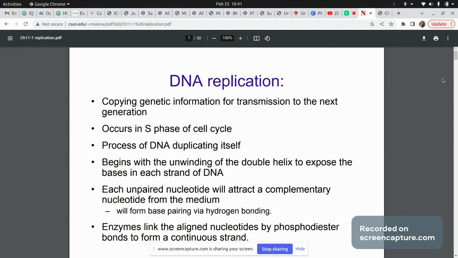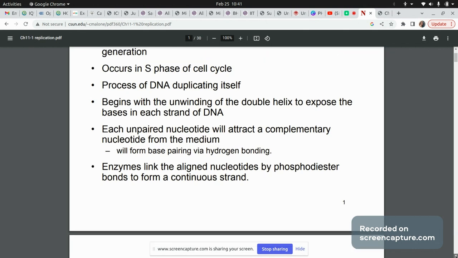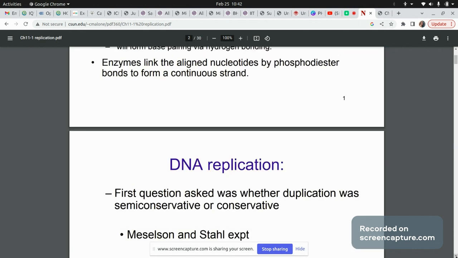DNA replication, copying genetic information for transmission to the next generation, occurs in S phase of the cell cycle. The process of DNA duplicating itself begins with the unwinding of the double helix to expose the bases in each strand of DNA. Each unpaired nucleotide will attract a complementary nucleotide from the medium and form base pairing via hydrogen bonding. Enzymes link the nucleotides by phosphodiester bonds to form a continuous strand.